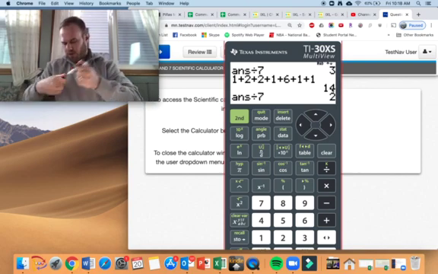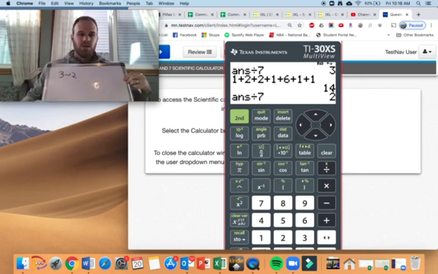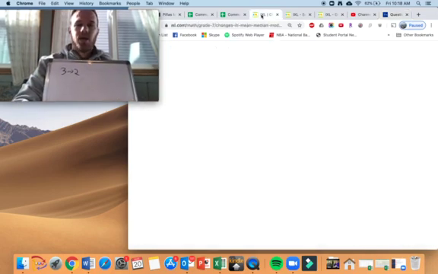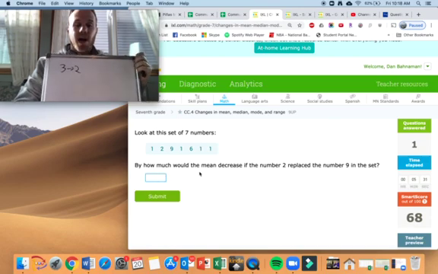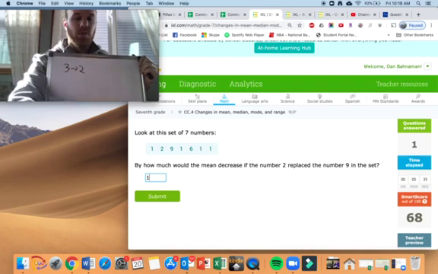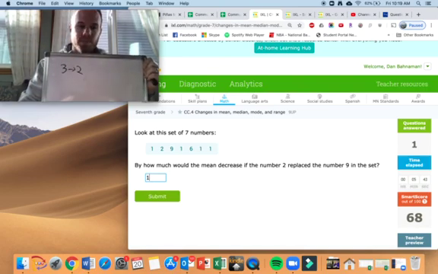So I went from 3 to 2. Now again, 2 is not my answer. That's a common mistake that people make. 2 is not my answer, but it says by how much would the mean decrease? So I went from 3 to 2, which means it went down by 1. So again, with these ones, they take a little bit more time because you have to do them 2 times, not just once.